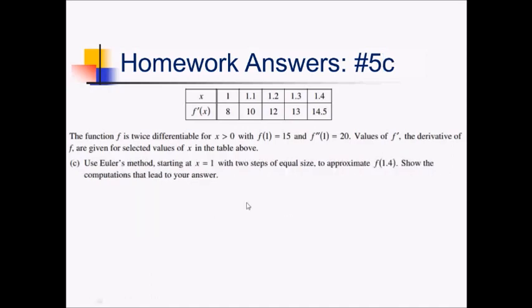On this part of the problem, we are again approximating f of 1.4. This time around, though, we're using Euler's method, starting at 1 with two step sizes of equal size. All right, well, we're going to have to do this in two steps. Step 1 is going to be to approximate f of 1.2, and then we'll use that approximation to figure out f of 1.4. So let's see here. That means for f of 1.2, we need f of 1 plus f prime of 1 times the step size, which will be 0.2 to go 0.4 in two steps.